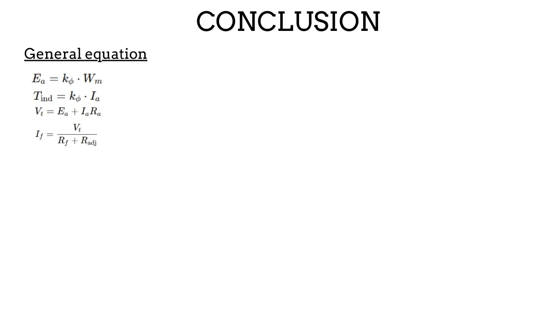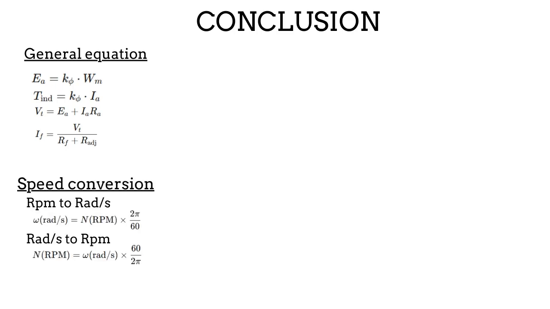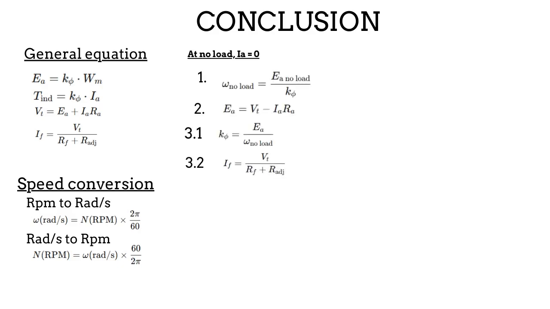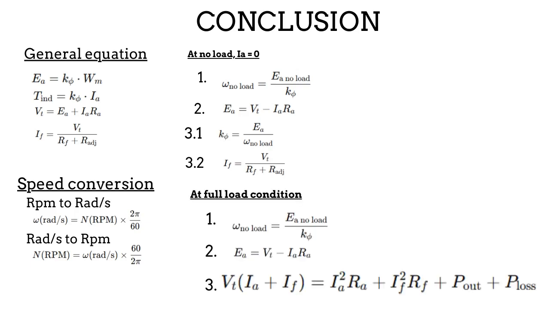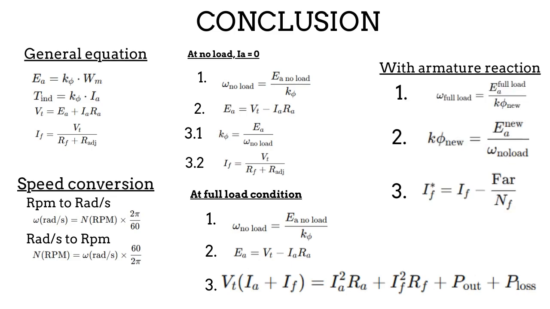In this video, we covered the following key points. 1. General equations applicable to all problems. 2. Speed conversion formulas between RPM and radian per second. 3. Calculation flow for no-load speed determination. 4. Calculation flow for full load speed using the power flow equation. 5. Calculation adjustments when armature reaction is present. This structured approach ensures a clear understanding of DC motor speed analysis under different conditions.